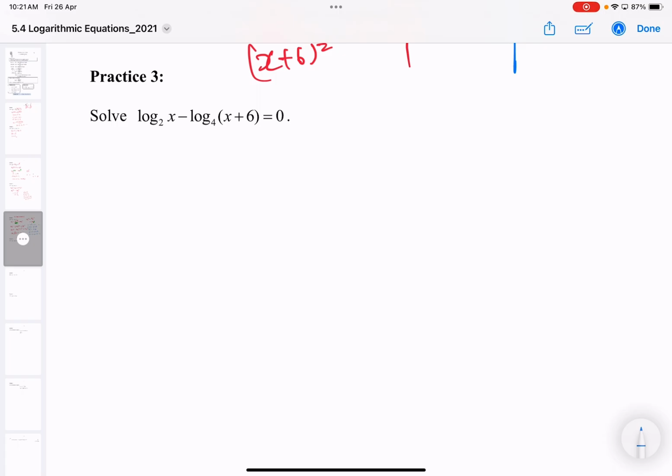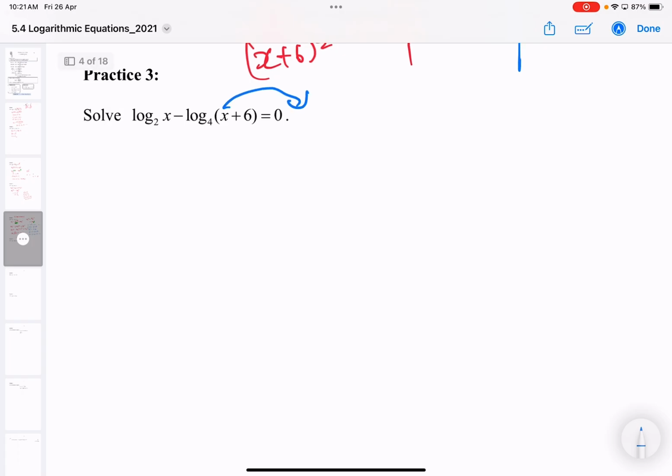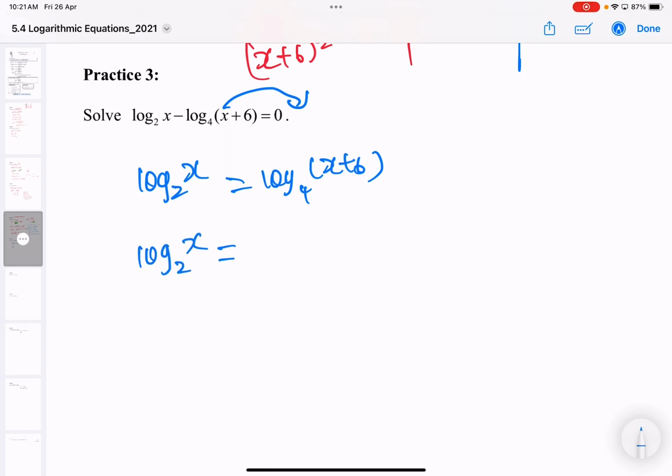So what you can do is bring this over to the other side. So we're going to get log base 2 equals to log base 4 of (x plus 6). Okay, we bring it over to the other side. And remember, we want to change everything to the same base. So we're going to change this to base 2. I'll write base 2 first, and here is going to be (x plus 6), and then you're going to have 4.